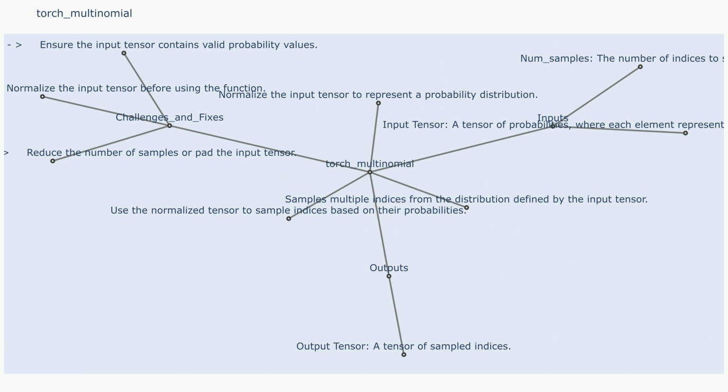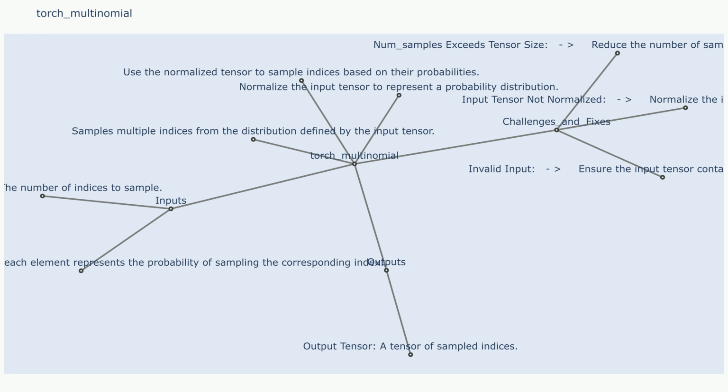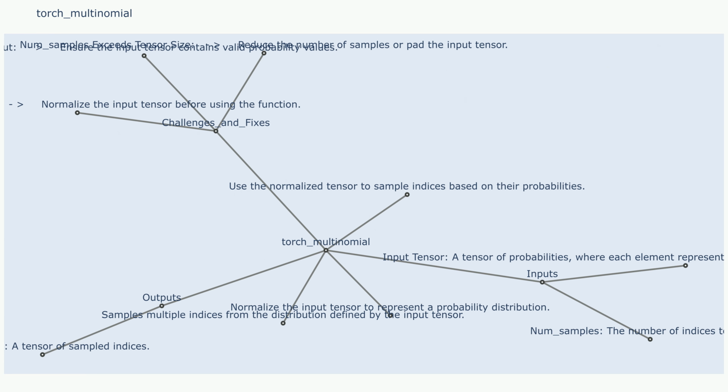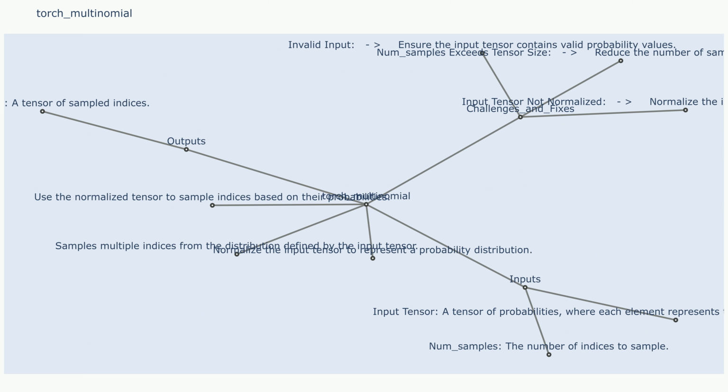Challenge 1. The input tensor may not sum up to 1, resulting in an error. Sample use case that resulted in challenge 1: input = torch.tensor([0.2, 0.3, 0.4]), torch.multinomial(input, num_samples=2, replacement=True). Fixes to challenge 1: normalize the input tensor by dividing each element by the sum of all elements.